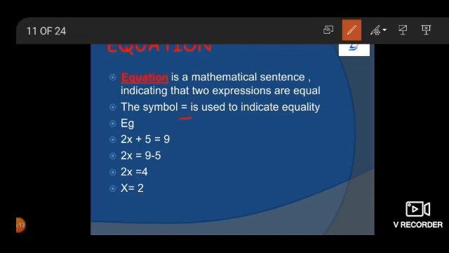We will see how to solve the problem 2x plus 5 is equal to 9. In the next step, the number plus 5 is being transposed to the other side. So it becomes minus 5. So you can write it as 2x is equal to 9 minus 5. So what is 9 minus 5? It is 4. So 2x is equal to 4. So x is equal to 2.